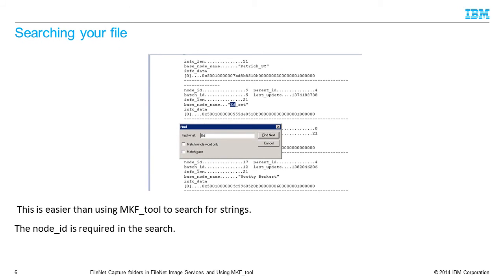Slide 6. You can open this file in a text editor such as Notepad and search for any folders you need to manipulate. In this case, Notepad's search utility is used to find a folder that is named ed star. Once found, take note of the folder's node ID. In this case, the node ID is 9.